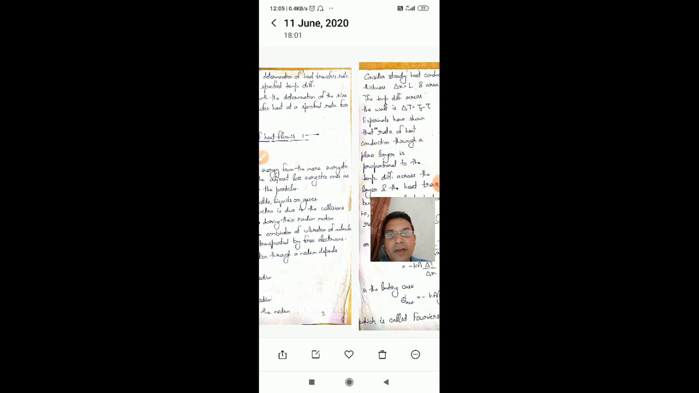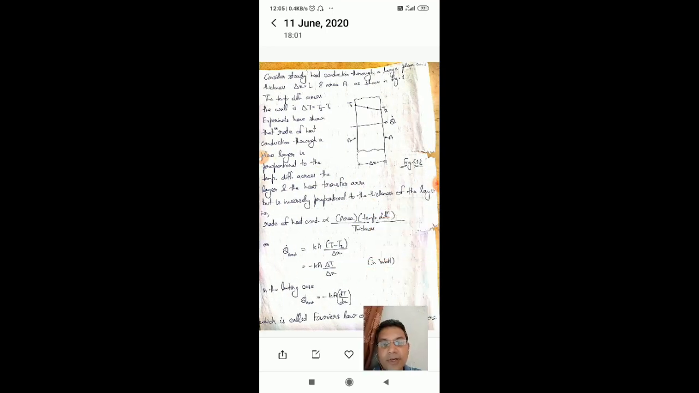Now coming to the next part. Now consider a steady heat conduction through a large plane wall. This is a derivation. Now look at the words: what is written? A steady heat conduction. Remember this one.